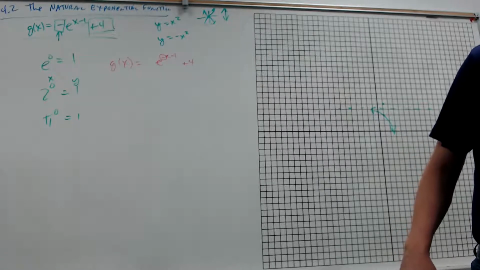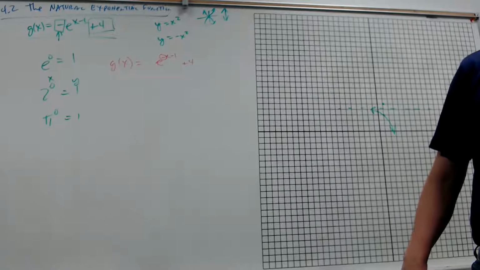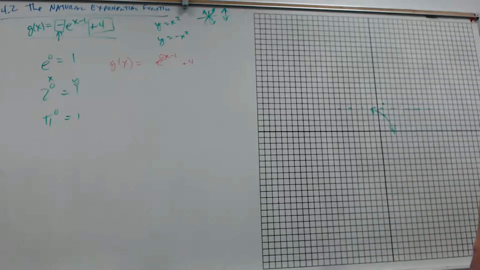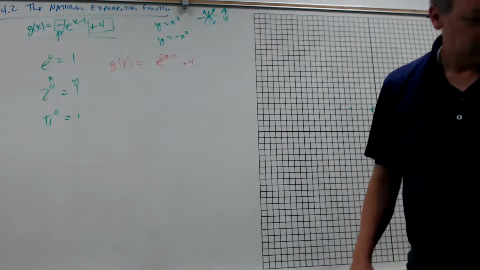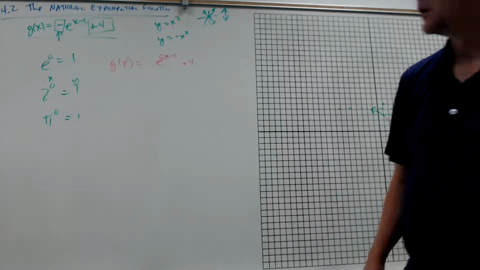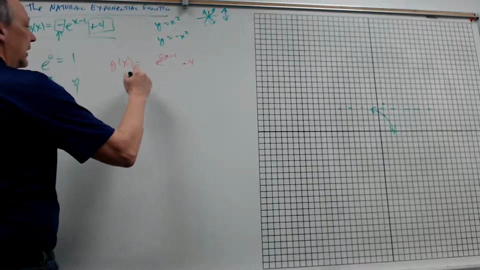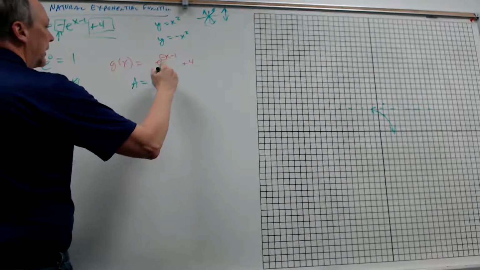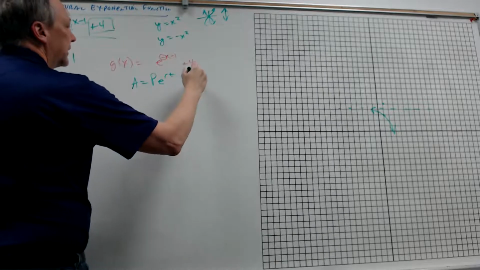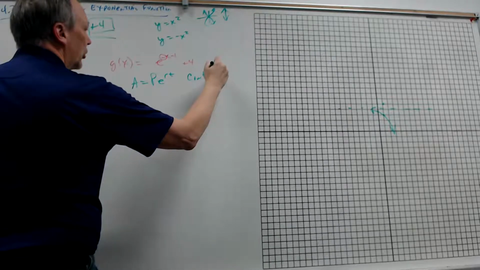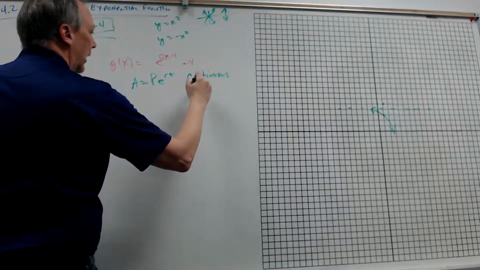Okay, now, oh, we are taking up more time than I thought we would. We are also going to introduce a new formula called A equals PERT, P-E to the R-T. This is continuous compounding.